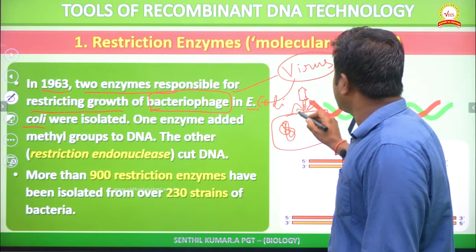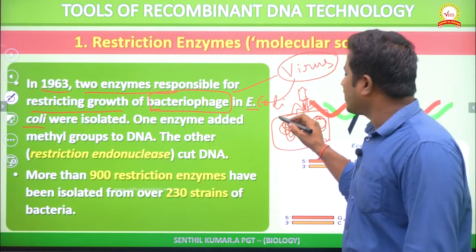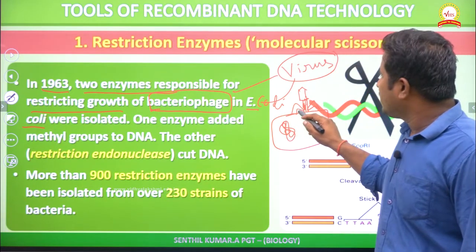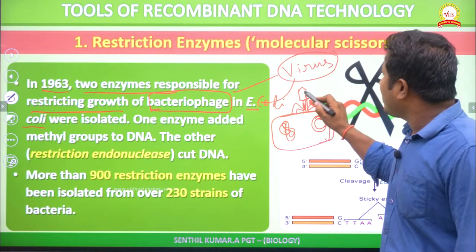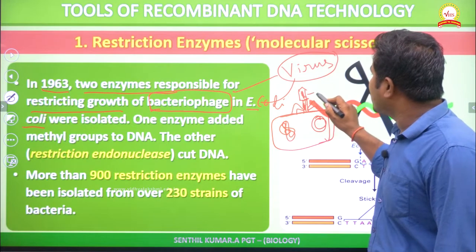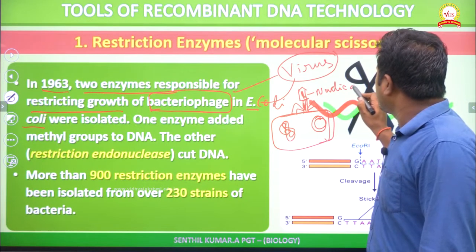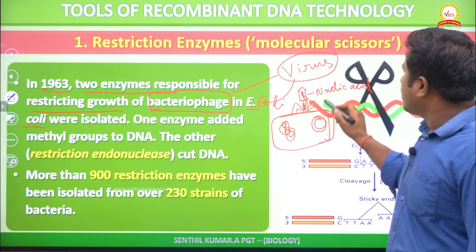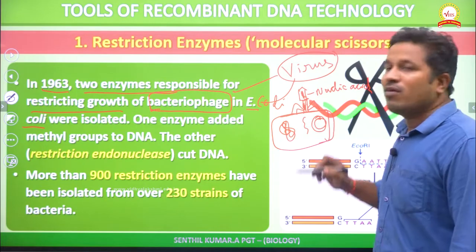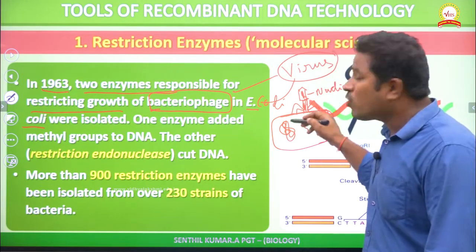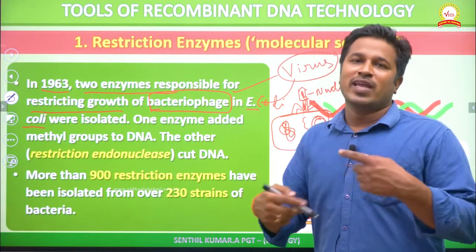If the bacteriophage settles or sticks over the surface of this particular E. coli, then it releases its genetic material, which is nothing but nucleic acid. The nucleic acid is able to enter inside, and what it does is incorporate with the genetic material of the bacteria, and it replicates.